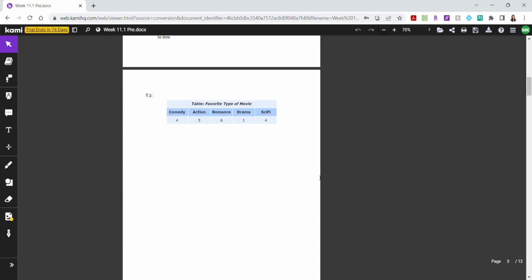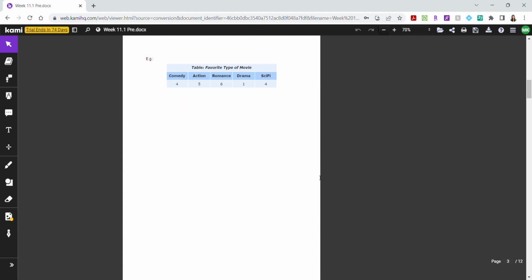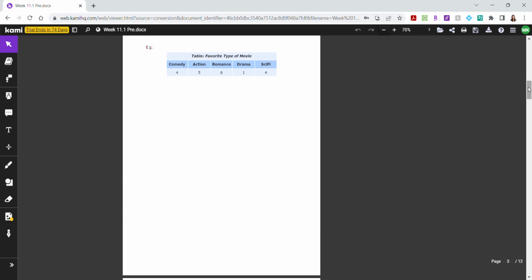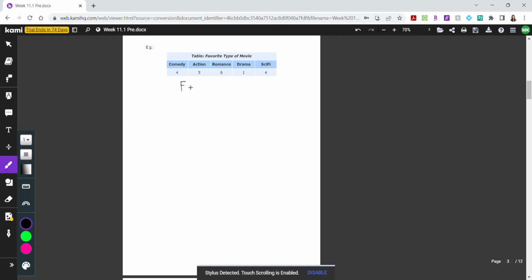Right? So that was probably a lot. We're gonna do an example of how to draw a bar graph now. So first things first, remember we want to write the title. So we know that the table is called favorite type of movie, so that's going to be our title. All right. So let's see, our title is going to be favorite type of movie.